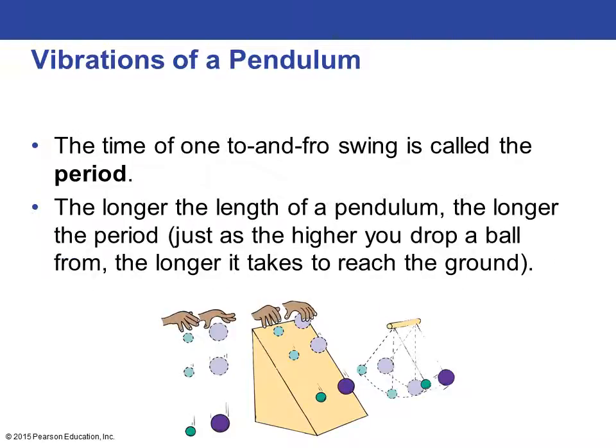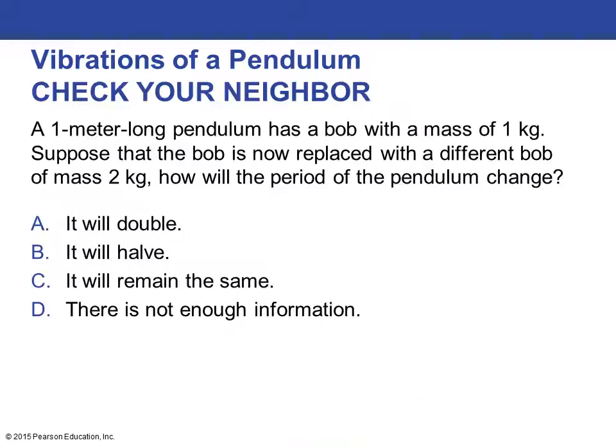The time of one to and fro swing is called a period. If you think of the ball hanging, or even if you remember being a kid going on a swing, the time to start at one point, go to the other side, and come back to where you started is called the period. And the longer the length of this pendulum is, the longer that period will be, or the longer it will take to go back and forth.